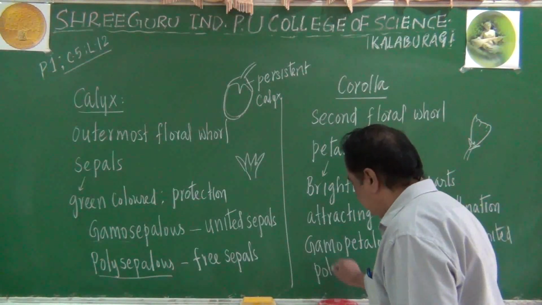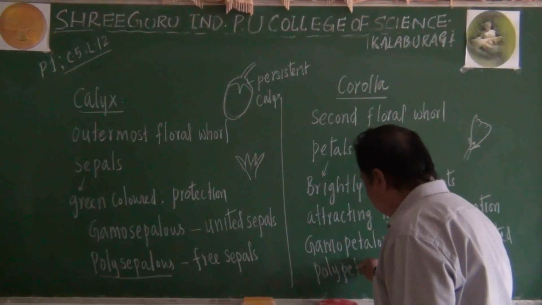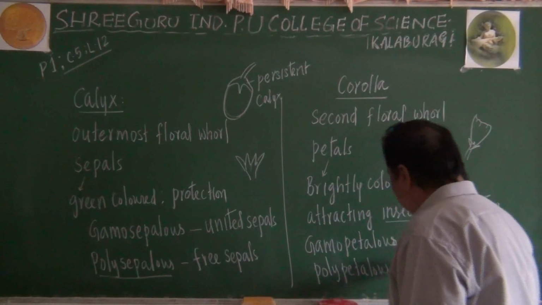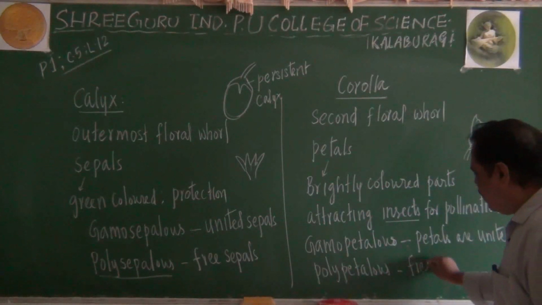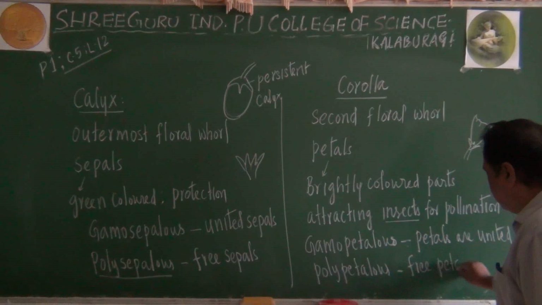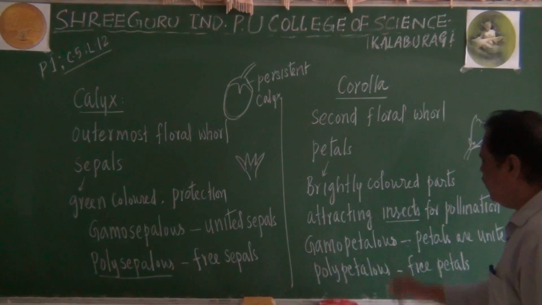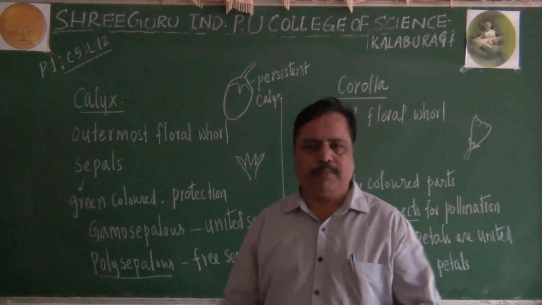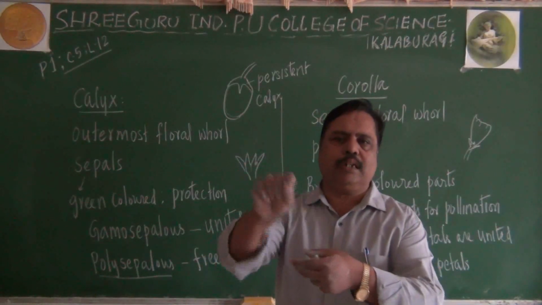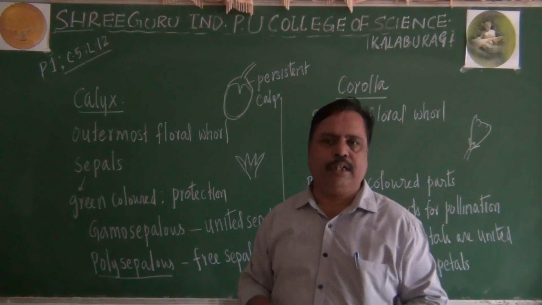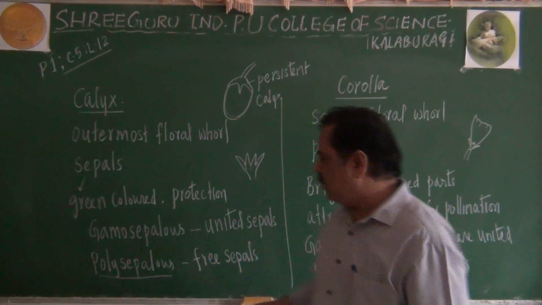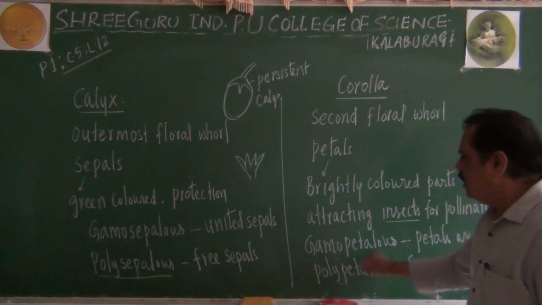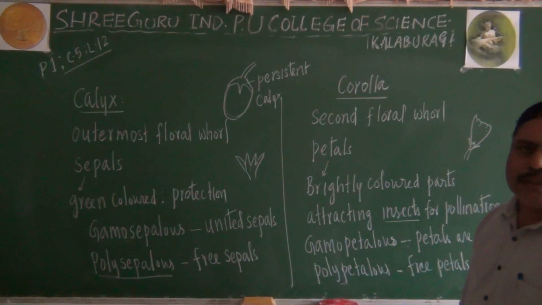Polypetalous condition. You may remember, free petals come under polypetalous condition. Free petals. Rose flower is the best example, where you can just pluck the petals, and sometimes we eat them also. Rose flowers are called polypetalous condition, as opposed to gamopetalous condition.